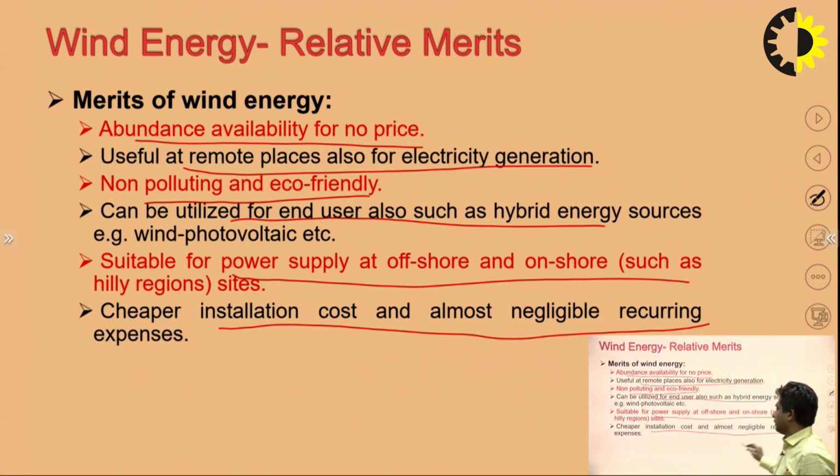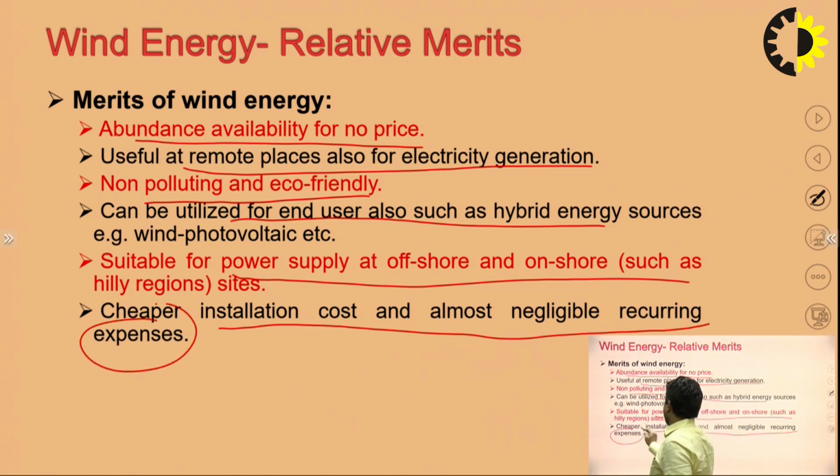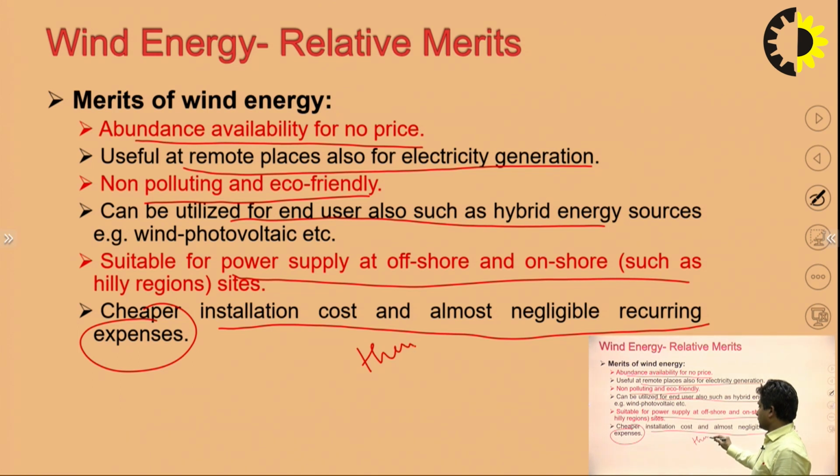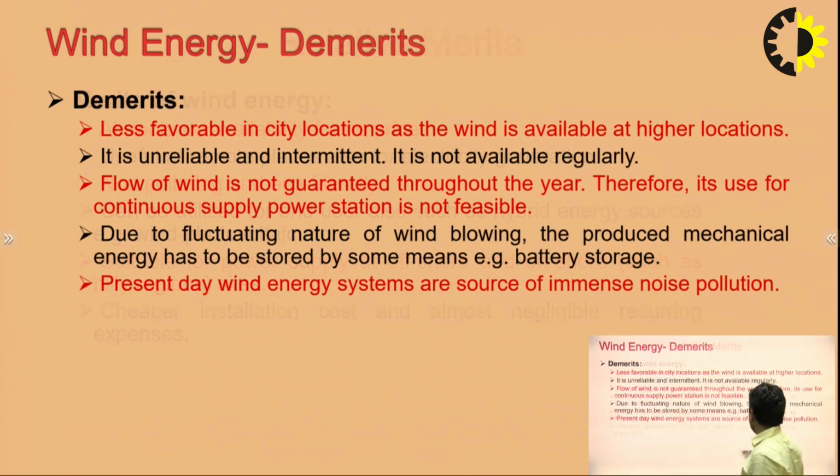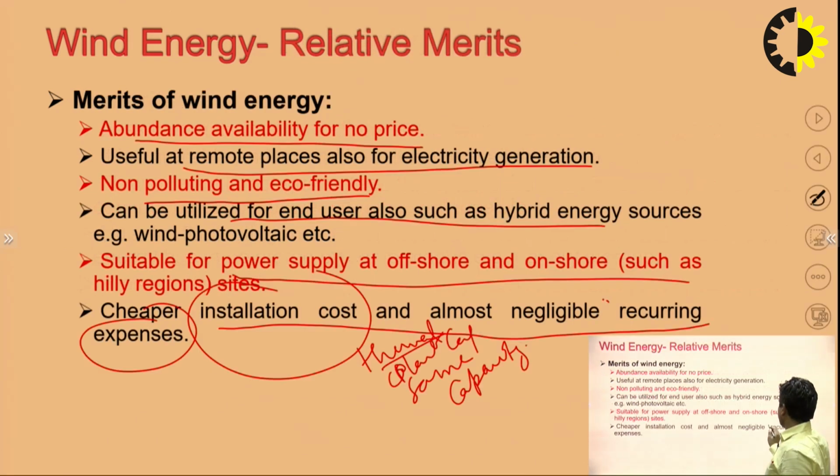and with cheaper installation cost and almost negligible recurring expenses. Definitely the installation cost and negligible recurring cost can be compared to a thermal plant with the same power capacity. If you measure the same capacity, the installation cost is cheaper than a thermal power plant, with almost negligible recurring or running costs.